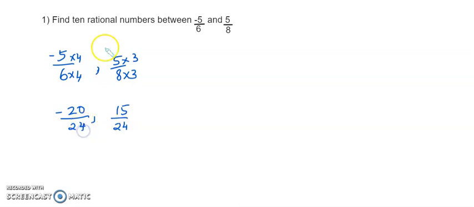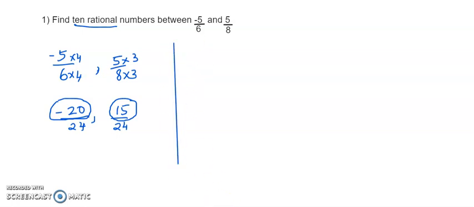Now I need to find 10 rational numbers. Since the fractions become like, that means the denominator is the same, I'm going to look into the numerator. The numerator is negative 20 and 15. So, very clearly, there are more than 10 integers which lie between negative 20 and 15. So, it's very easy for me to list out the 10 rational numbers.